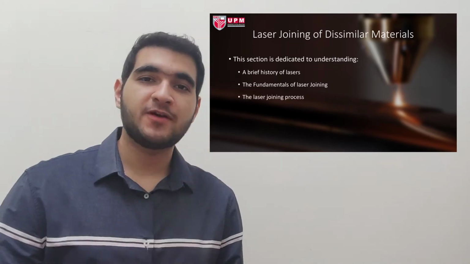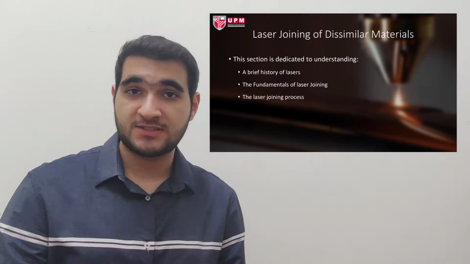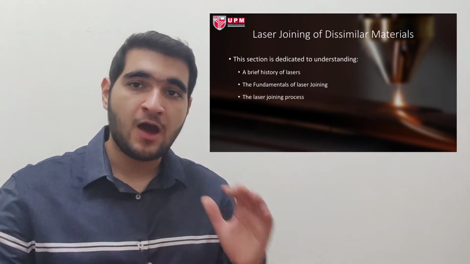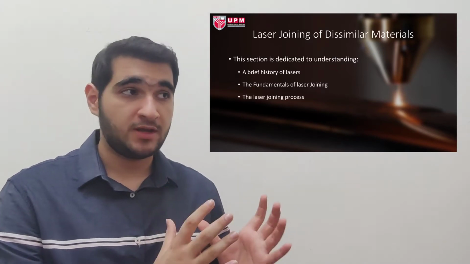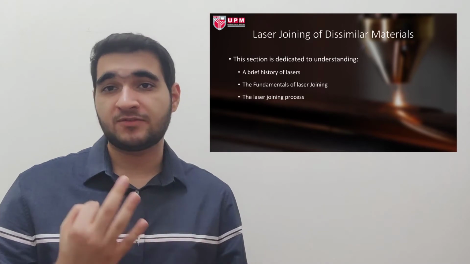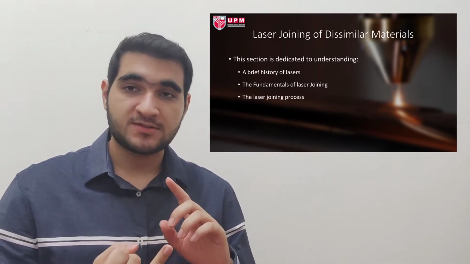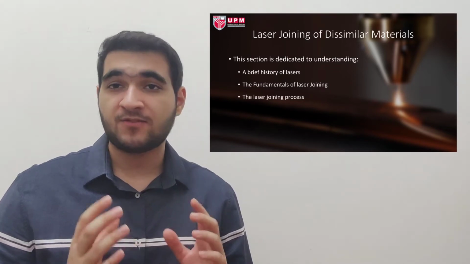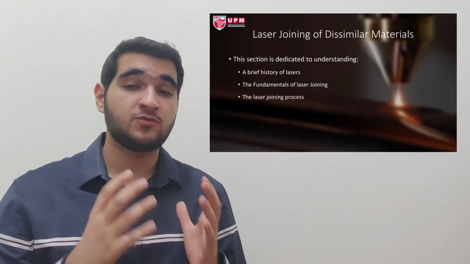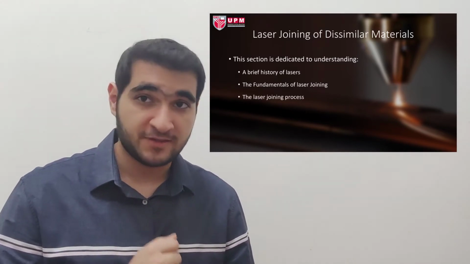Alright, in this section, we're going to talk about laser joining of dissimilar materials, the main topic of this presentation. Everything leading up to this point, we're going to see how lasers are included in joining of very different materials. So we're going to talk about three different factors. One, we're going to analyze a very brief history of laser joining. Then we're going to talk about the fundamentals of laser joining. And finally, we're going to give a very brief example of how this entire process works in real life. With that said, let's jump into a very brief history of laser joining.